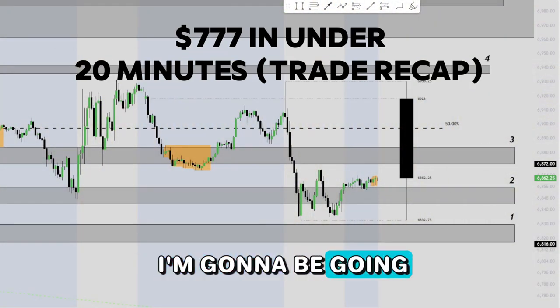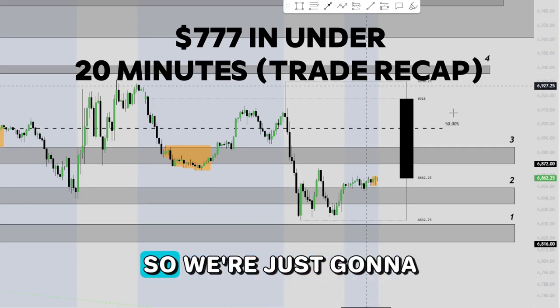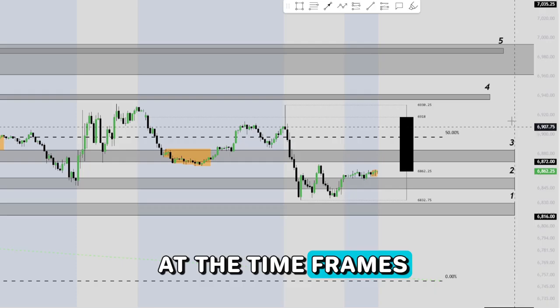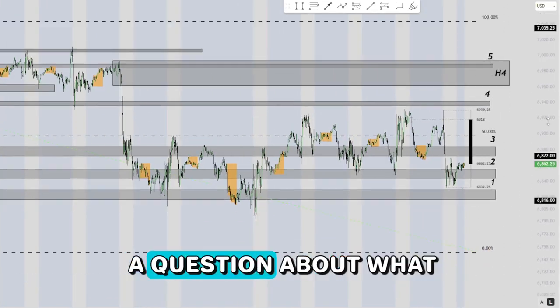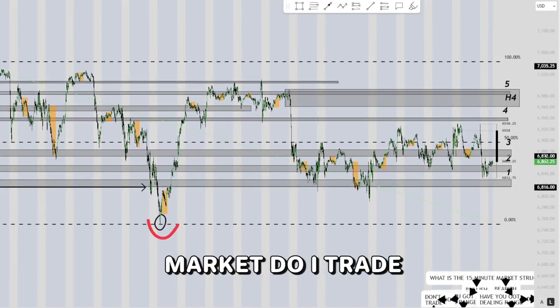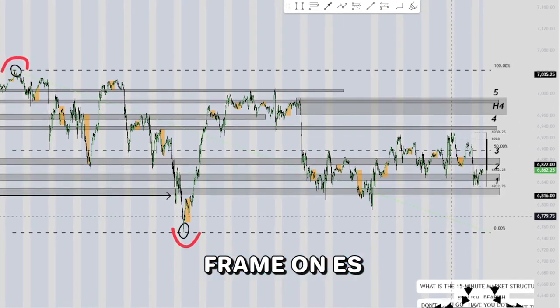In this video, I'm going to be going over an ES short trade that I took on the 1 minute chart. We're just going to start off by looking at the time frames from a 15-minute chart perspective. I often get questions about what market do I trade, what session do I trade. So this is basically the 15-minute time frame on ES.